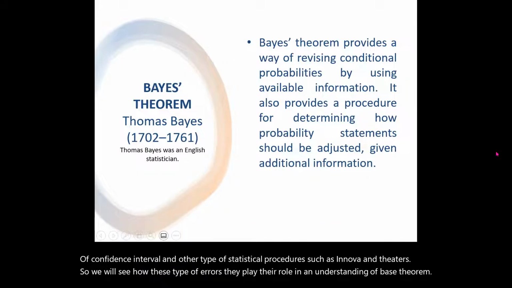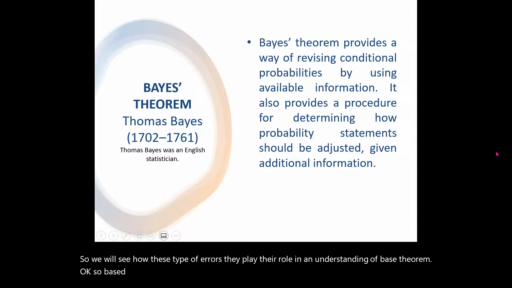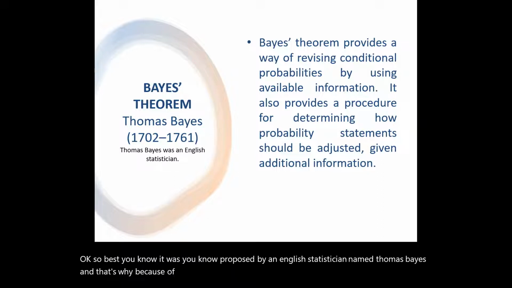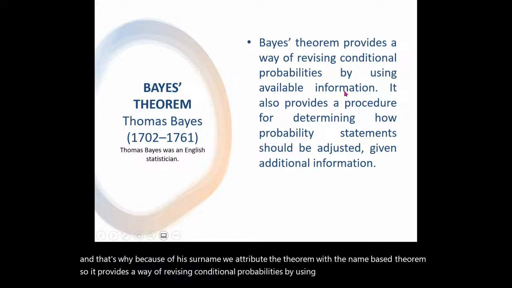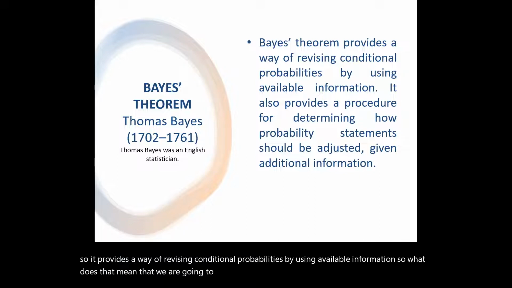Okay, so Bayes' theorem was proposed by an English statistician named Thomas Bayes, and that's why, because of his surname, we attribute the theorem with the name Bayes' theorem. It provides a way of revising conditional probabilities by using available information. So what does that mean? That we are going to use available information and we are going to update our estimates of probability.